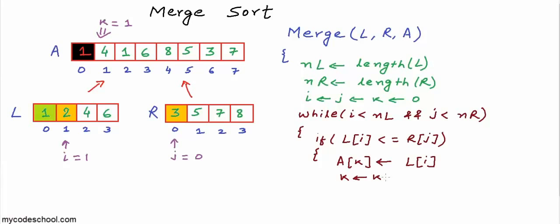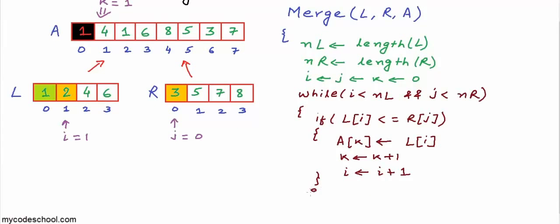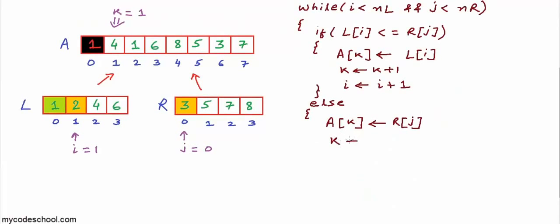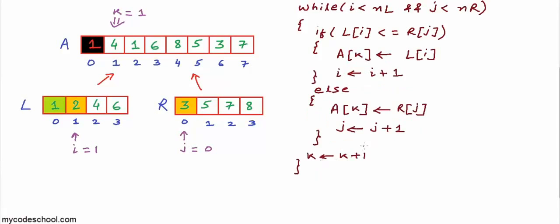And now I need to increment k, I need to go to the next position, and I also need to increment i to go to the next unpicked in L. And if this condition is not true, if R[j] is less than L[i], then A[k] will be R[j]. And once again we need to increment k, and we need to increment j to go to the next unpicked in R. This k equals k plus 1 is in both the conditions, if as well as else, so I have moved it out.